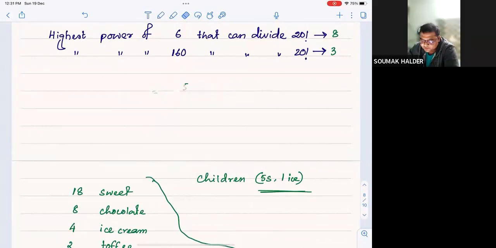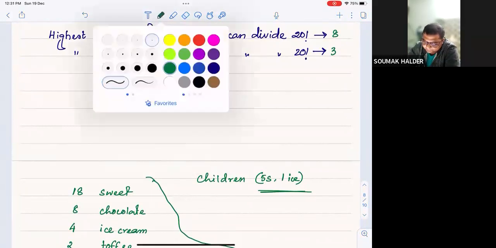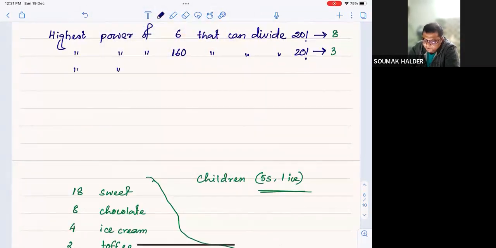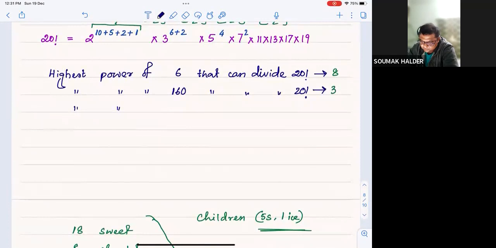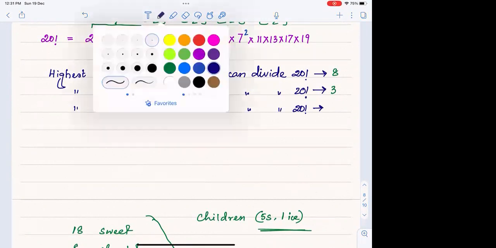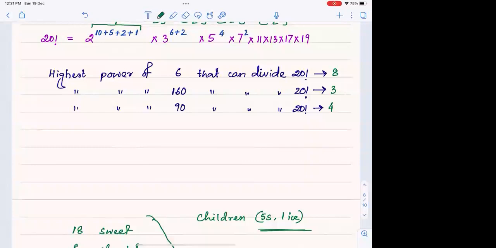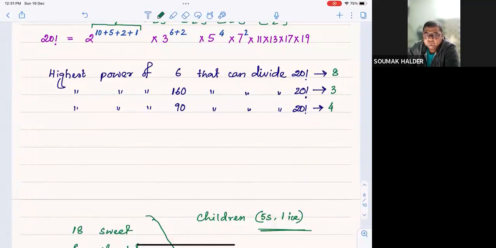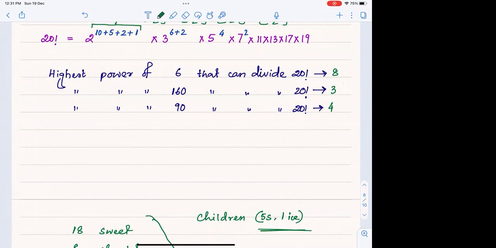Okay. Next question is, highest power of 90 that can divide 20 factorial. Four. Yes, sir, 4. Is it okay with all? Yes, sir.